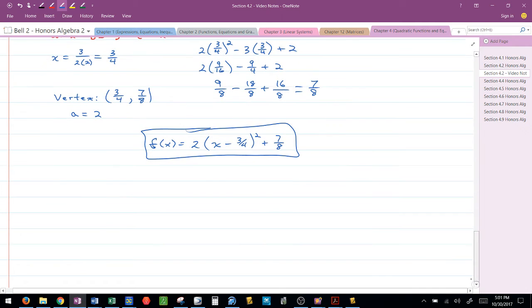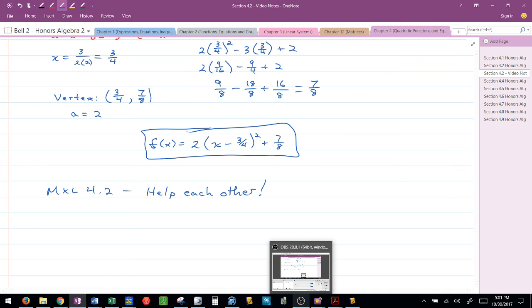All right, so what I would like you guys to do now is work on Math Excel 4.2, all right, and help each other if necessary. All right, I know this is a little bit different, but do your best with this. Hopefully it works out okay.